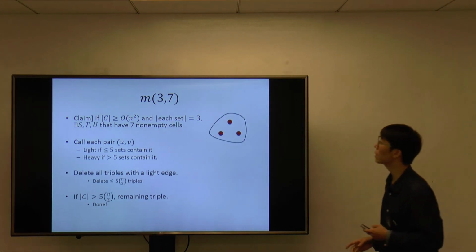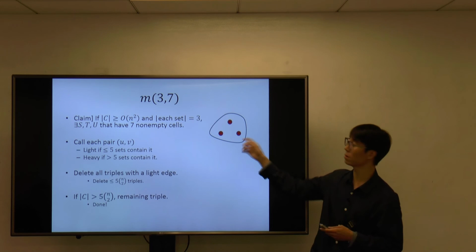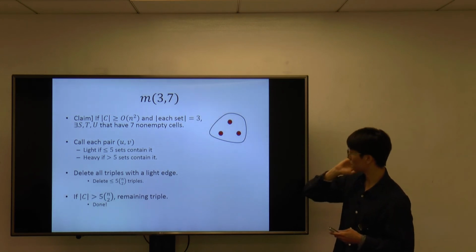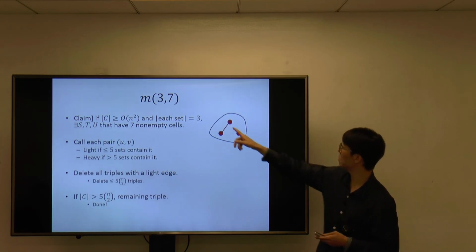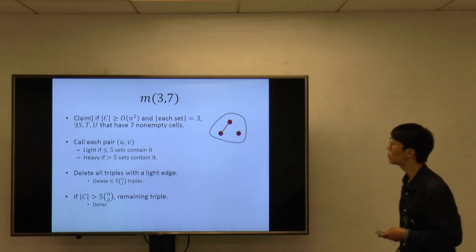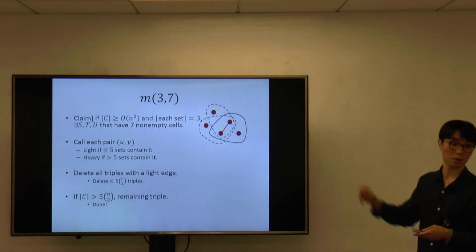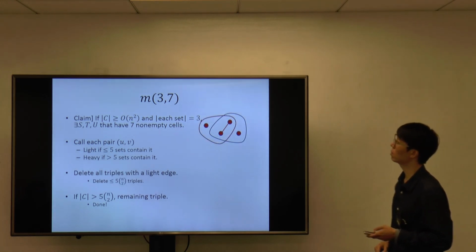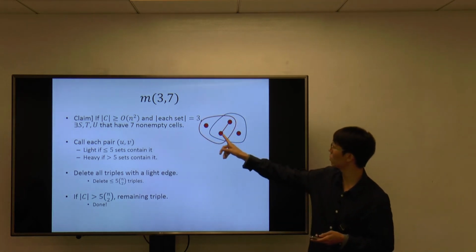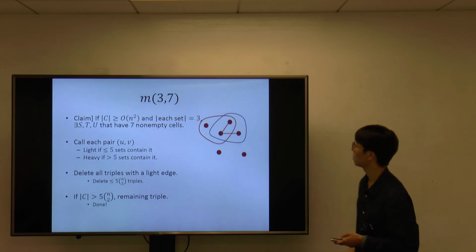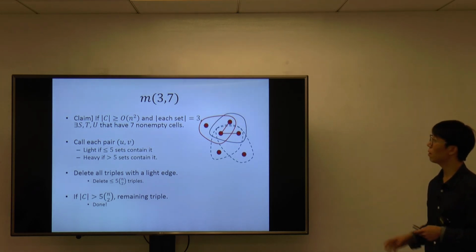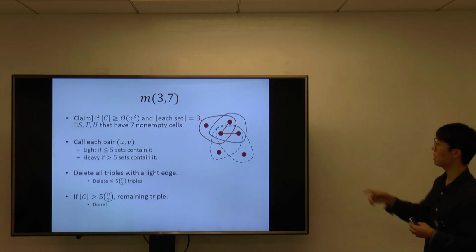Suppose that this triple is heavy. Then this pair is heavy, which means that there are many other triples containing this pair. So we fix one. And then we can look at the other pair. Again, it will be contained by many triples.